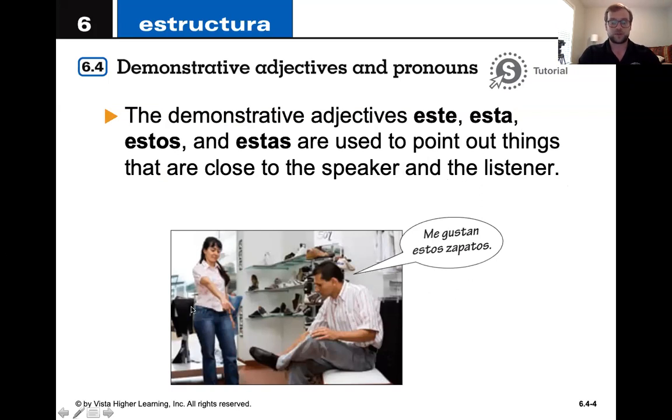So as we can see in the photo below, a woman is pointing out the man's shoes. She says, "Me gustan estos zapatos." I like those shoes, right? Or excuse me, I like these shoes. Remember, this and these have T's, right? I like these shoes. Me gustan estos zapatos. I like these shoes. Muy bien.